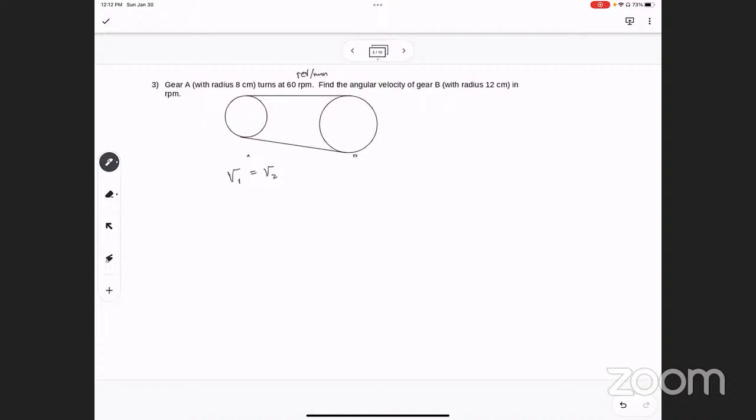Does that make sense? Mhm. So we're gonna find the linear velocity of this first gear. Let's find that linear velocity, I'll say, of A. The linear velocity of A is going to be equal to the linear velocity of B. So help me find the linear velocity of A. What would I do?